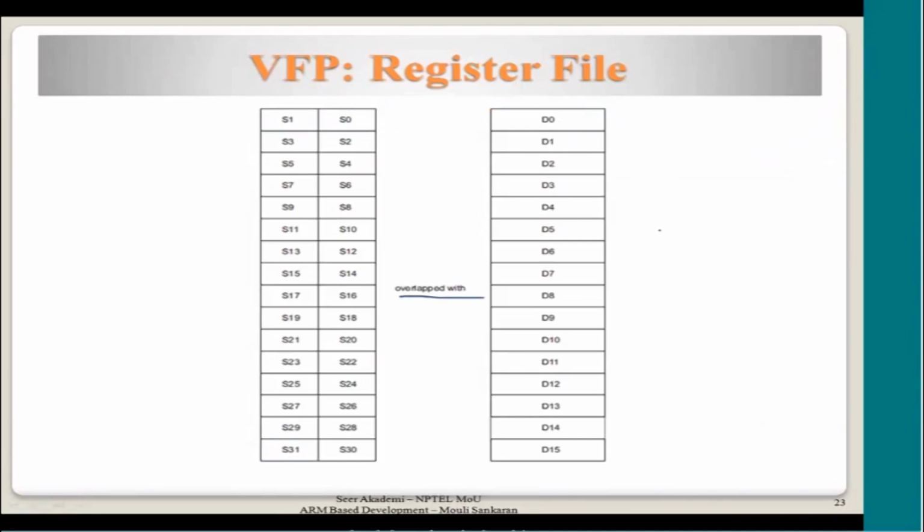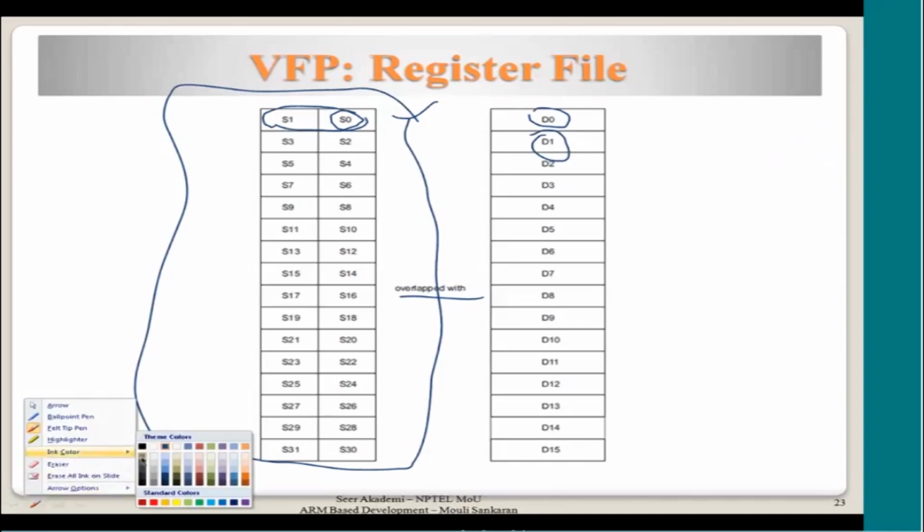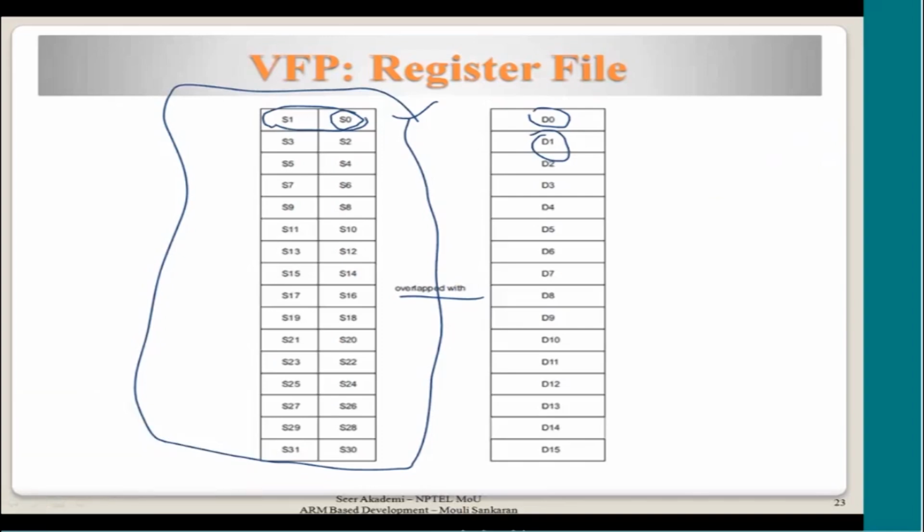overlapped with each other. So please remember, physically there is only one set. There are no separate physical registers like this and this. Only 32 registers are there. Whether you are considering it as double precision or not depends on how you interpret these values, whether you take them all together as double precision or treat this one element as a single precision, depends on the operation.